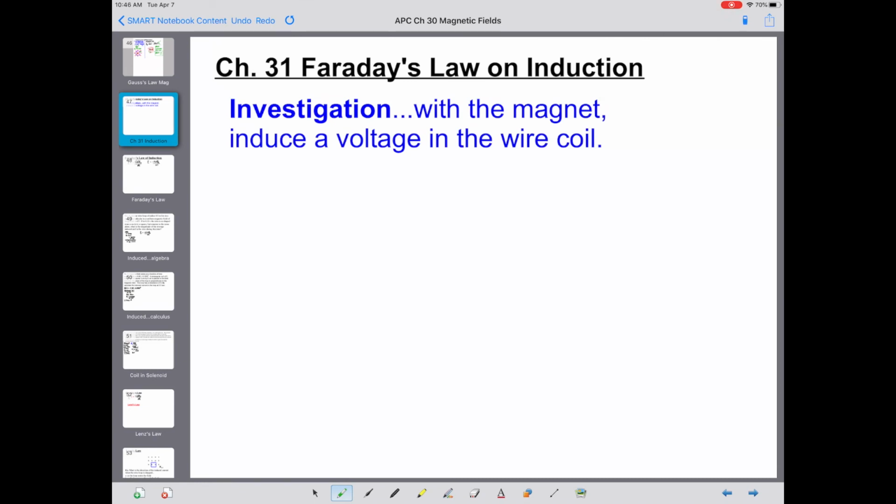Chapter 31, Faraday's law of induction. We're going to start with an investigation of a magnet and inducing a voltage in a wire coil. Ideally, we would do this hands-on with equipment, but can't do that these days. And so the next thing you're going to go to is an online simulation with a Google form that you're going to be walking through, making observations and drawing conclusions.